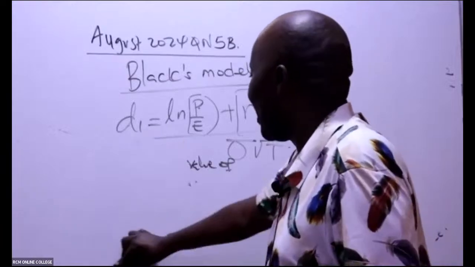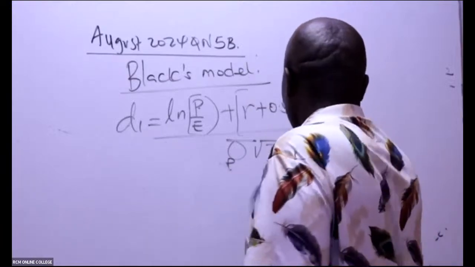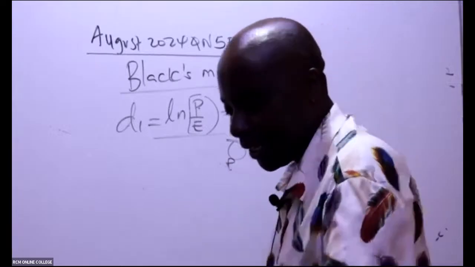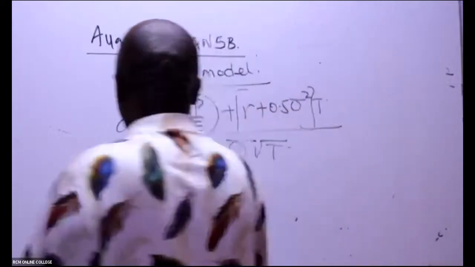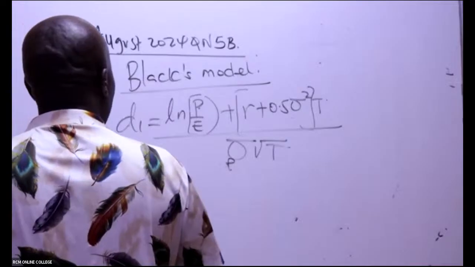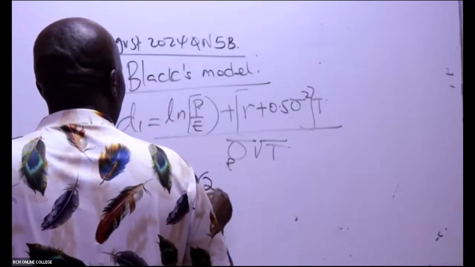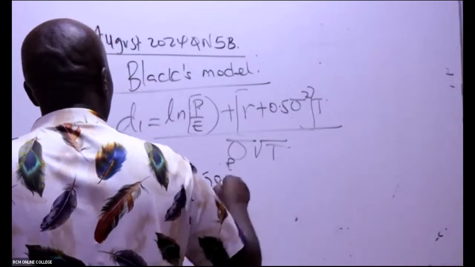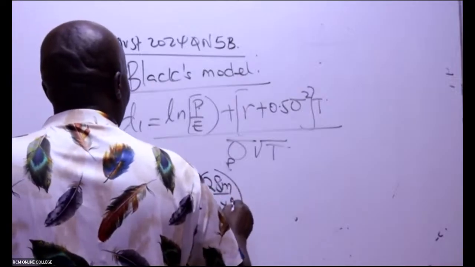Now we have everything. Let's go ahead and do what here? Get this d1. So then our d1 will be equal to the natural logarithm of S over P. So this is 28 over 24. Of course, million will cancel.